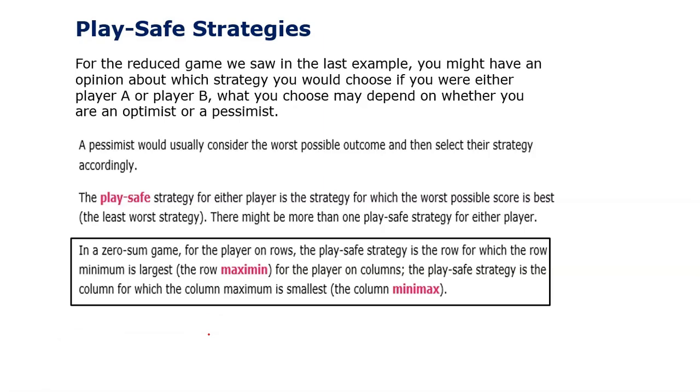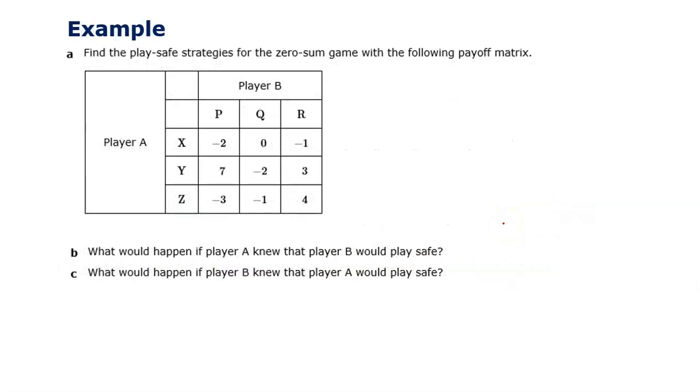And the trick we're going to use is looking out for these row maximins and the column minimaxes. I've got an example to show you how we do it. Let's click on. Here we are. So it says, find the play safe strategies for this zero-sum game. And this is how it would probably be presented in an exam. I'll give you the table. Here, as you can see, we've got player A and player B. Presumably there's no dominance because it's not asked us to talk about that.